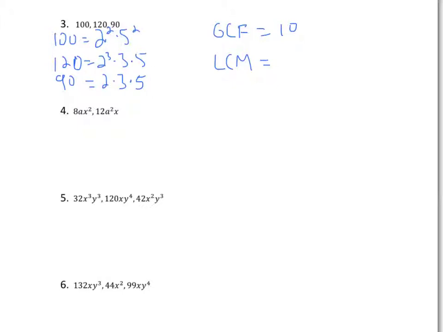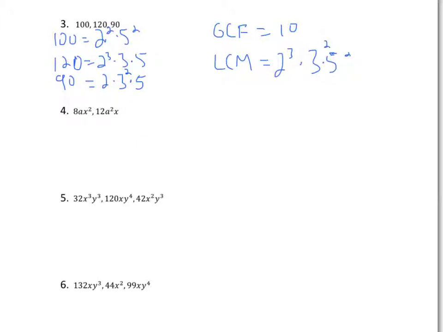And for the least common multiple, we're going to use all of them. We're going to use the 2, the 3, and the 5. And you're going to pick out the biggest exponent. So it's going to be 2 cubed times 3 times 5 squared. Oh, which is incorrect, actually. I made a mistake back here. The 90, it should have been 2 times 3 squared times 5. Totally messed that up. My bad, guys.